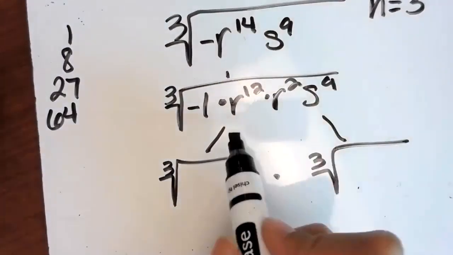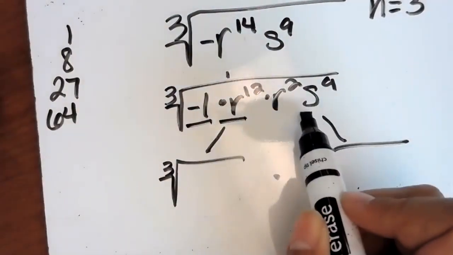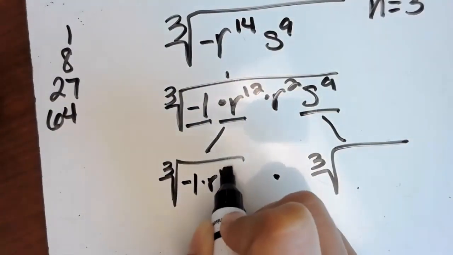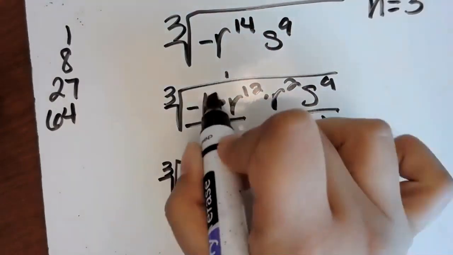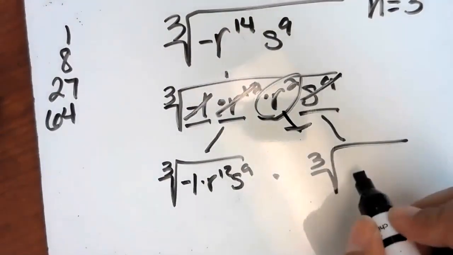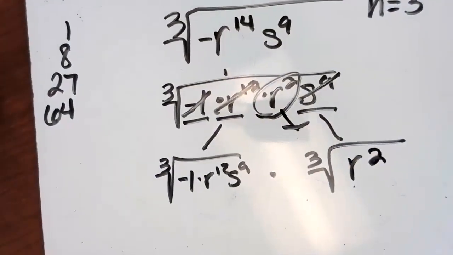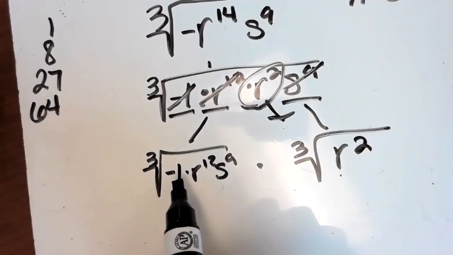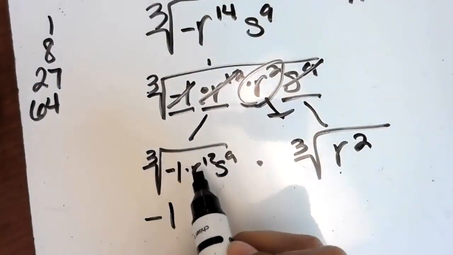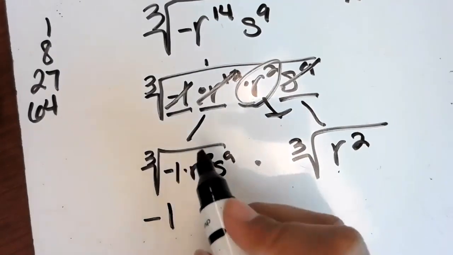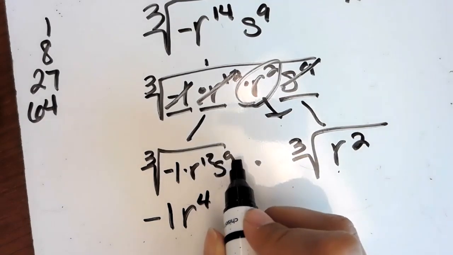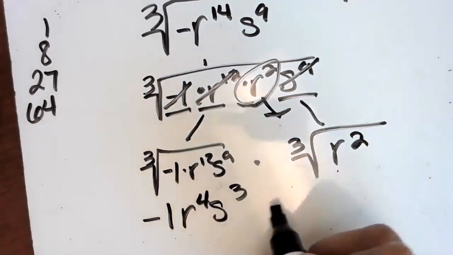When you break these up, you're going to put the perfects in this box over here. So negative 1, r to the 12, s to the 9. And then the last one is going to go in the other one, and I call it the leftover. Cube root of a negative 1 would be negative 1. Cube root of r to the 12, we'll take 12 divided by 3, you get 4. Same thing with cube root of s to the 9, 9 divided by 3, which is 3.